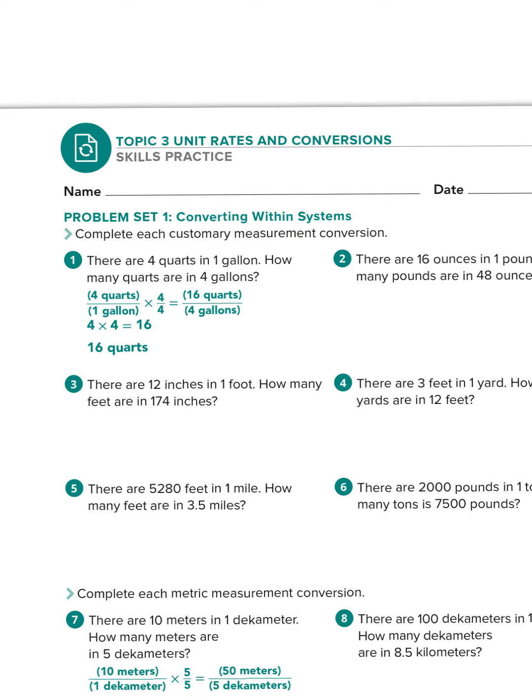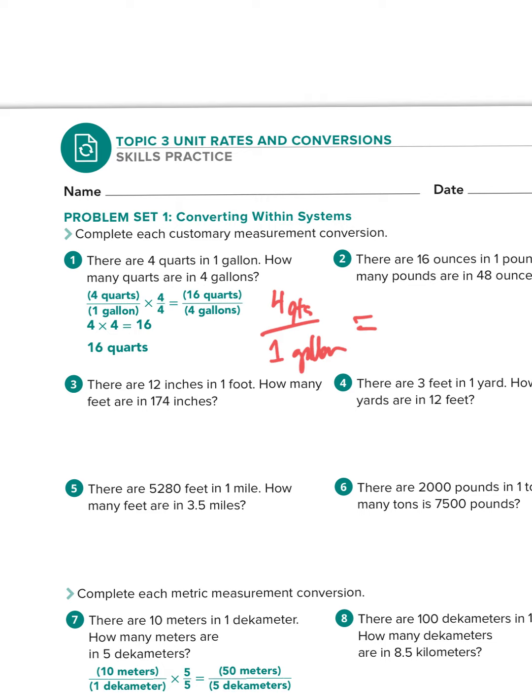Okay, so the first problem set here is about converting rates, essentially converting units. So the example problem says that there are 4 quarts in 1 gallon. So we write this as 4 quarts per 1 gallon. And then we're trying to convert this to 4 gallons. We're trying to figure out how many quarts are in 4 gallons. So it really does not matter whether we put quarts or gallons on top as long as we are consistent.